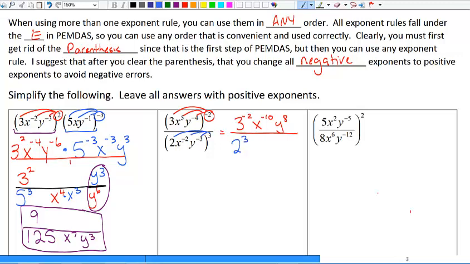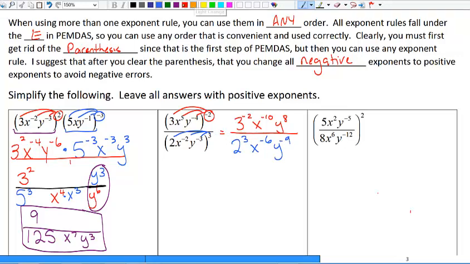X to the negative 2 to the 3, 1 base and 2 exponents. That's 1 x base and 2 exponents, that's a multiply. Y to the negative 3 to the positive 3, again 1 base and 2 exponents, that's a multiply.